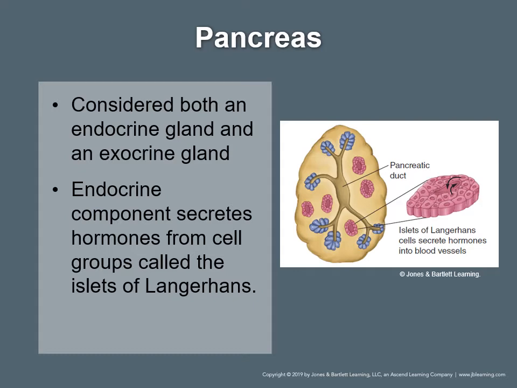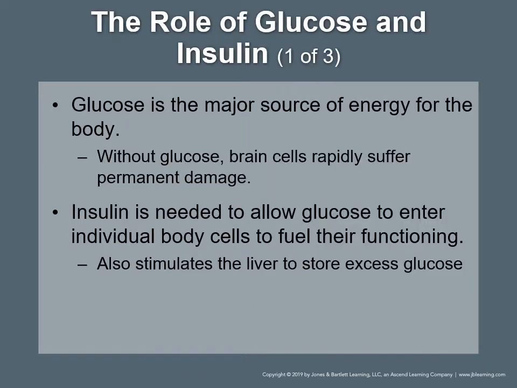The role of glucose and insulin. Glucose is one of the basic sugars in the body and along with oxygen is the primary fuel for cellular metabolism. It is the major source of energy for the body. Without glucose or with an extremely low glucose level, brain cells rapidly suffer permanent damage. With the exception of the brain, insulin is needed to allow glucose to enter individual body cells to fuel their functioning.